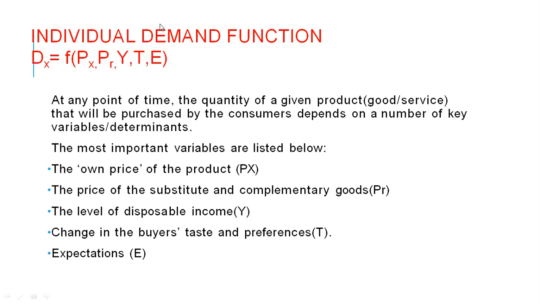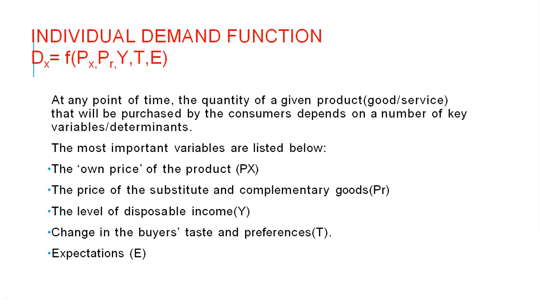So the individual demand function, this particular formula represents the individual demand function. It's not that you have to calculate anything, it is the points which they have denoted in the form of a function. So Dx is nothing but the demand function of the commodity x. Demand of the commodity x. F represents the function. Px is nothing but the price of the commodity x. Pr is nothing but the price of the substitute or the complementary goods. Y is the income of the consumer, and T is the taste and preference of the consumer, and E is the expectations. Now we shall look into each and every point elaborately.